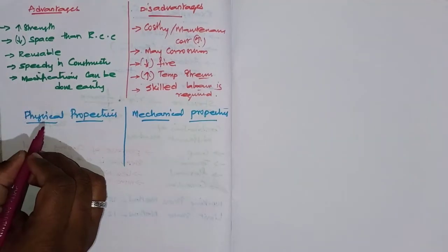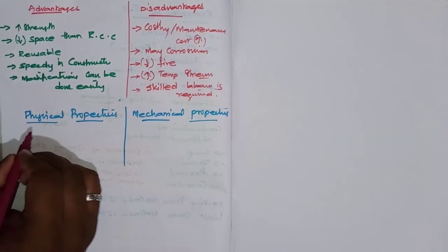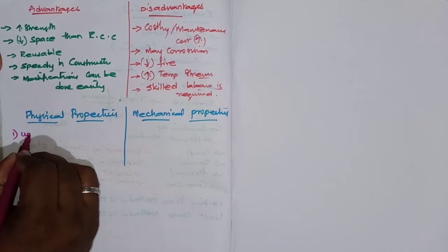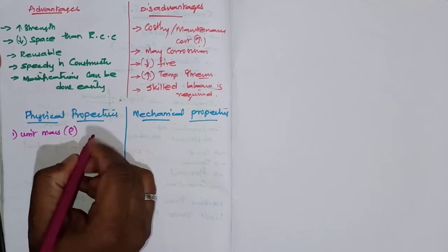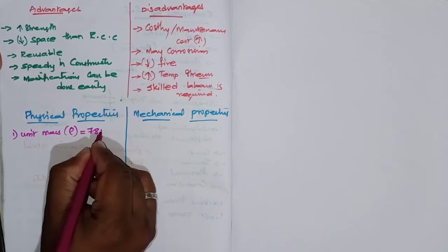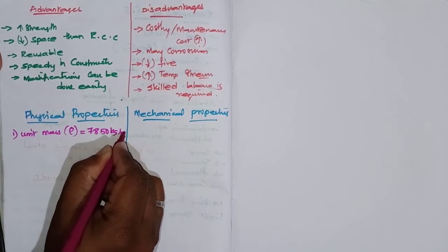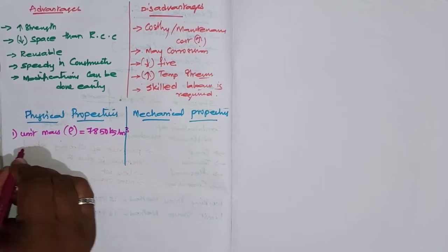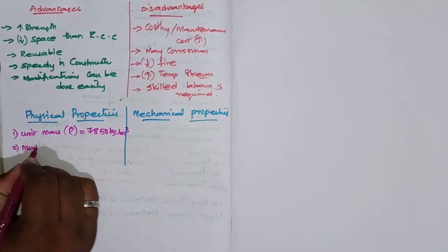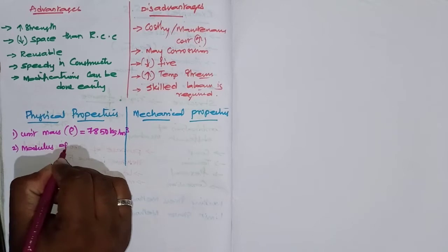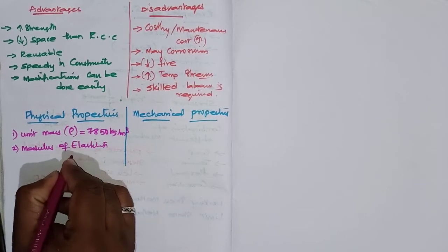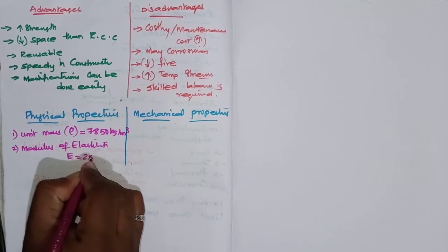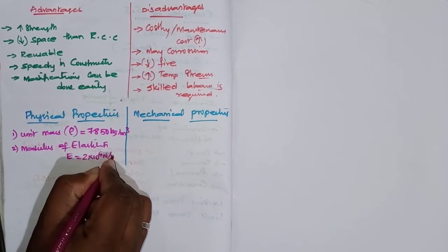Now we'll see some of the physical properties of steel structures. First one is unit mass or unit weight. Unit mass is rho, unit weight is gamma, so 7850 kg per meter cube. And the modulus of elasticity, Young's modulus of elasticity, is denoted by E, which is constant for every steel, that is E equals 2 into 10 power 5 Newton per mm square.